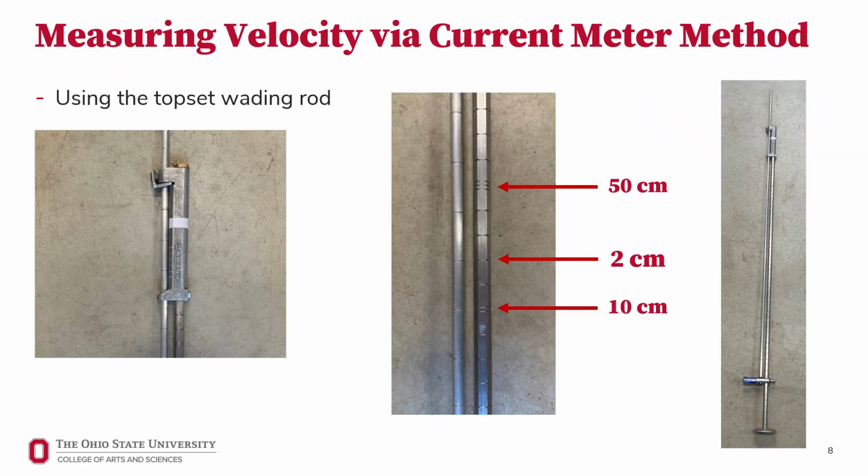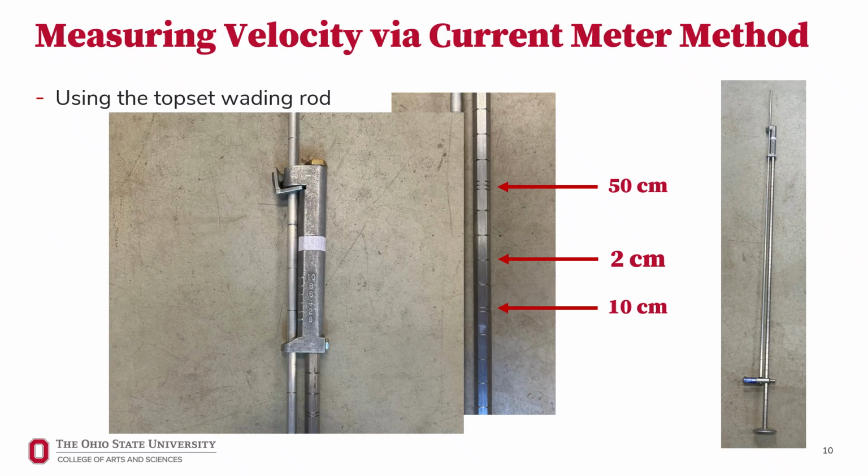The top set weighting rod has measurement markings on its side that we can use to set the velocimeter at 60% depth. First, we will want to measure the total depth of the river at the sampling location. Each single line marker on the weighting rod is 2 centimeters apart. The double lines are 10 centimeters apart, and the triple line is 50 centimeters from the bottom of the weighting rod. Another way to think of this is that the triple line is 0.5 meters from the bottom of the top set weighting rod, the double lines are 0.1 meters apart, and that the single lines are 0.02 meters apart.